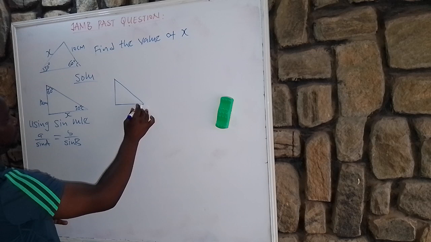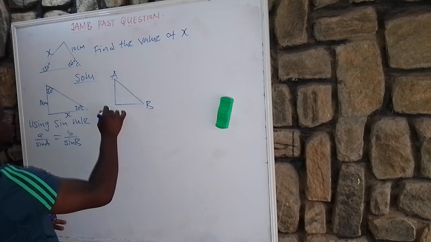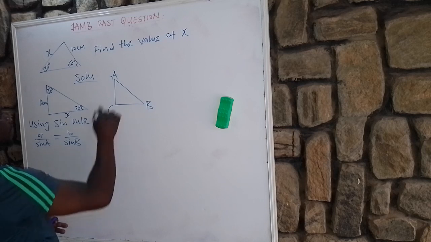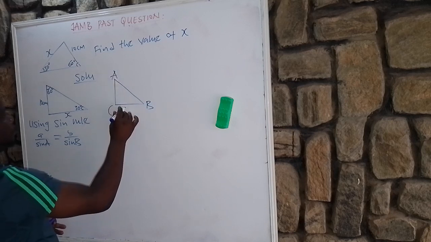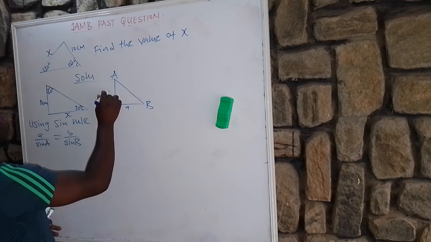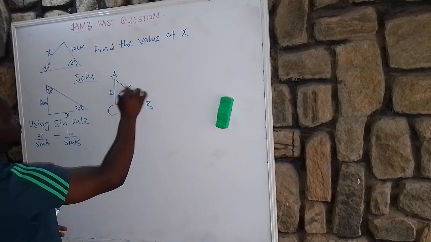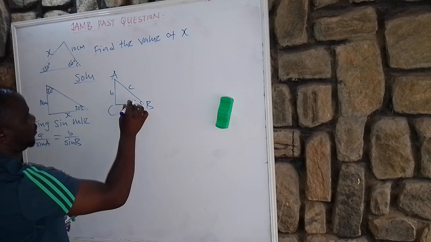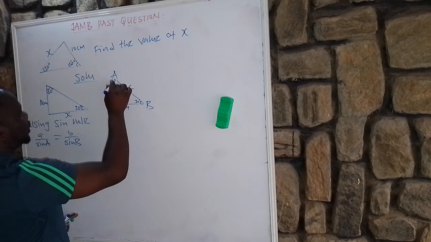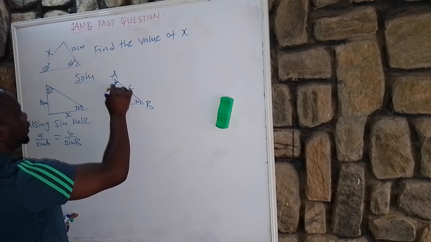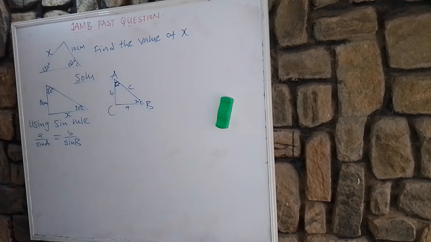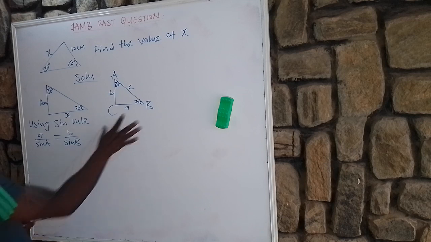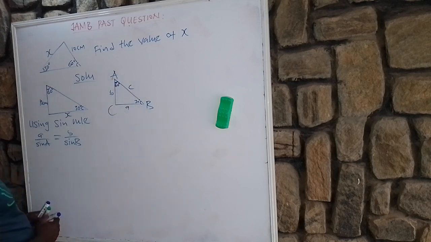It means we assume here A, we assume here B, here to be C, big letter C. So this side will now be small letter a, this side will now be small letter b, then this side will now be small letter c, true or false? Then you can see this is our 30 degrees. This is our 60 degrees.